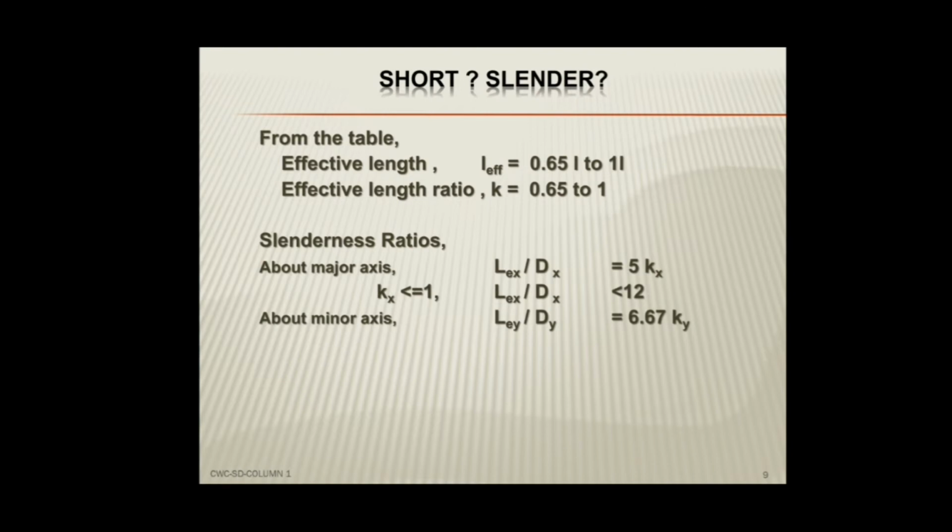Similarly, about the minor axis, we have the slenderness ratio as 6.67 ky. Since ky is less than or equal to 1, Ley by Dy will be less than 12. Since slenderness ratios about both the axes are less than 12, we can conclude our column is a short column.